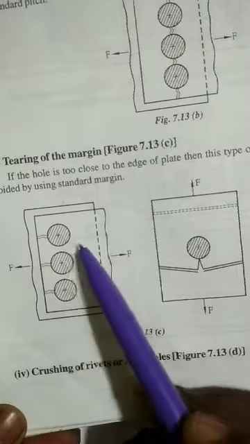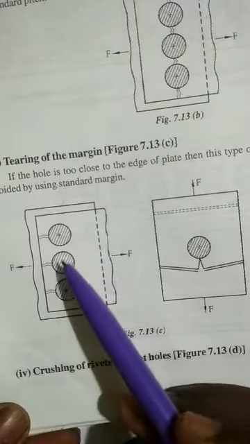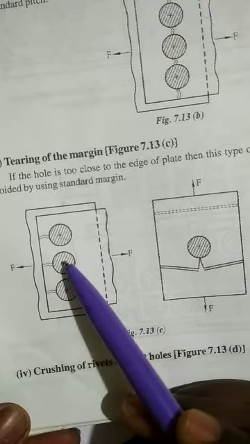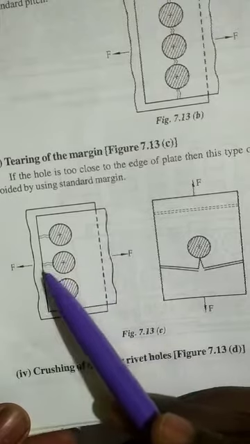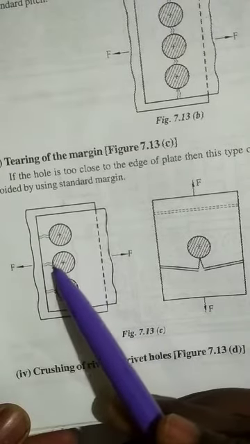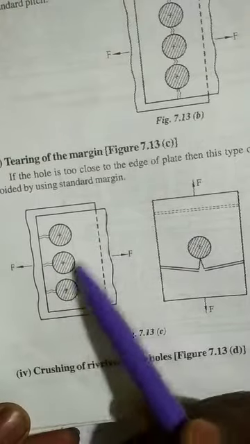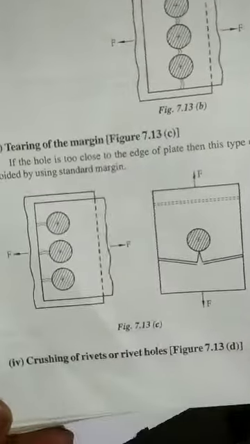Next, tearing of the margin. I already explained what we mean by margin. Margin is the distance between the edge of the plate and the gauge line. This distance is known as margin. Normally crack will propagate along the direction of margin. That is known as tearing of margin.